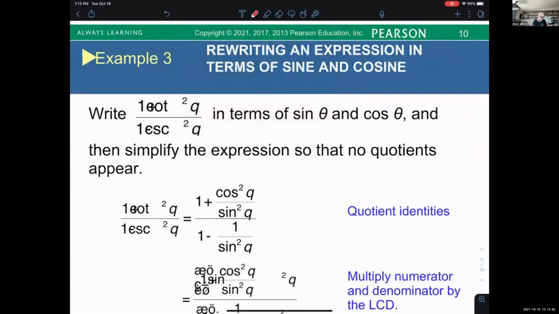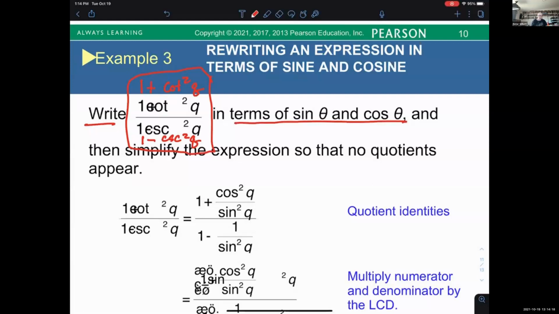So this is 1 plus cotangent squared q and 1 minus cosecant squared q on the bottom. So they give you this fractional expression here, and they want you to write this in terms of sine and cosine.